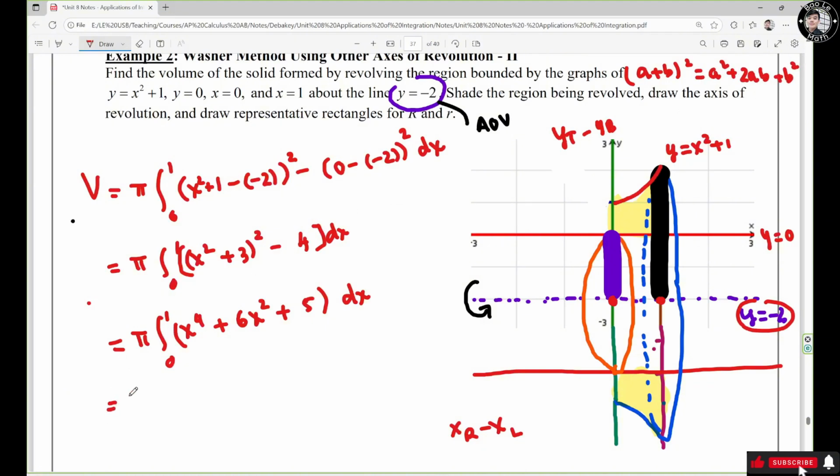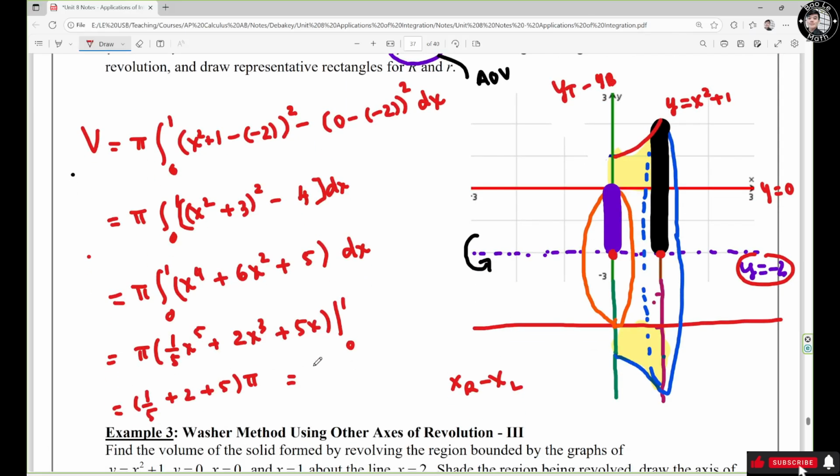Now take the antiderivative of this one. It's going to be pi times 1/5 s to the power 5, plus 2s cubed, plus 5s, evaluated from 0 to 1. So it's going to be 1/5 plus 2 plus 5, times pi. Substitute 0 for s, it's going to be 0. Now I'm going to simplify this one. It turns out to be 36 over 5 pi. This one is the final answer.